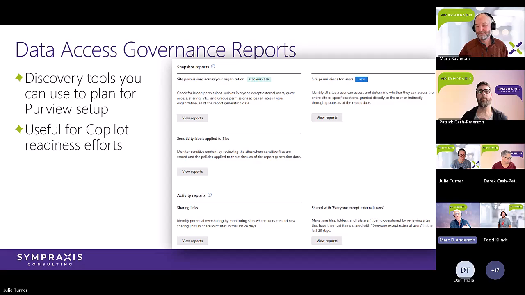If you're starting to think about rolling out sensitivity labels, and maybe you've tried them in a few places, that report will help you figure out where those labels have been applied. And sharing links on the bottom left only looks at the last 28 days, but it shows you where those sharing links have been created so that you can start to look for patterns. How are people actually sharing stuff, and is that what we want them to do? Internal sharing can be an issue for Copilot rollouts. External sharing can be an issue for other obvious reasons.